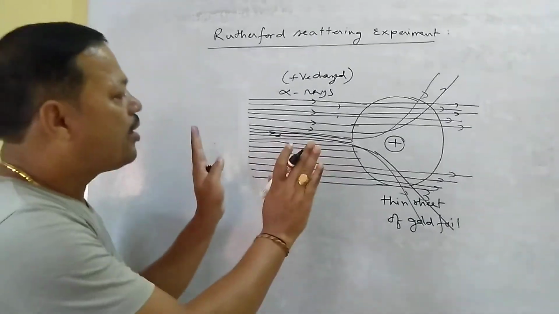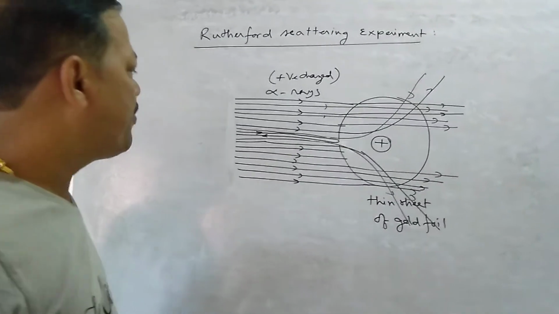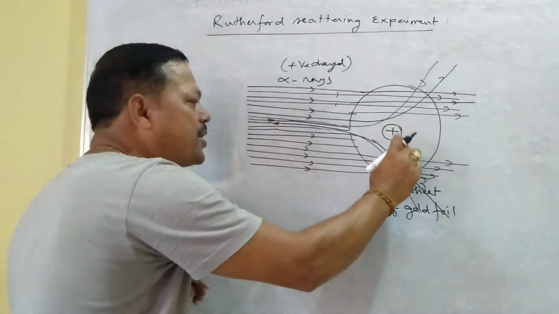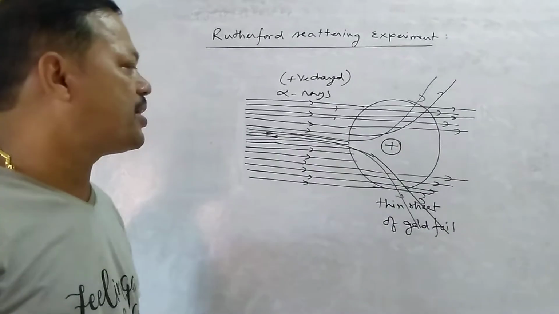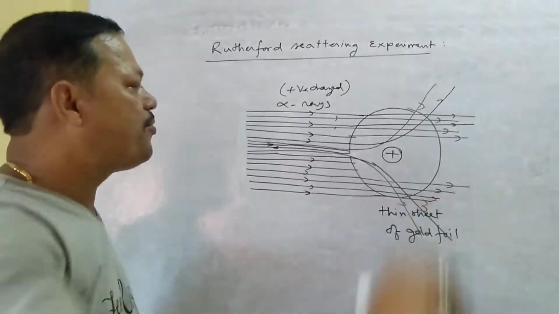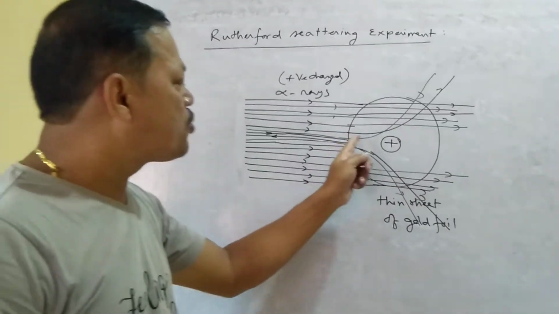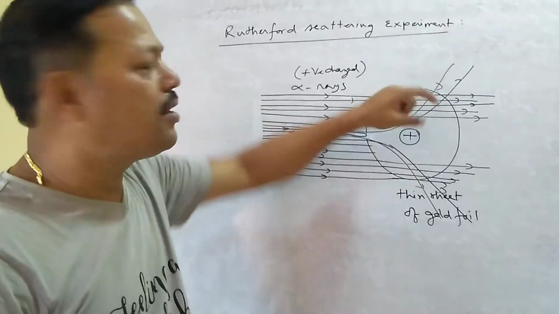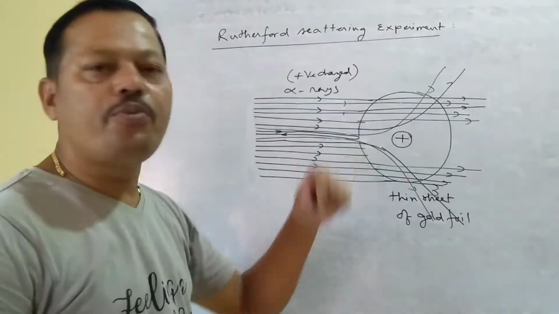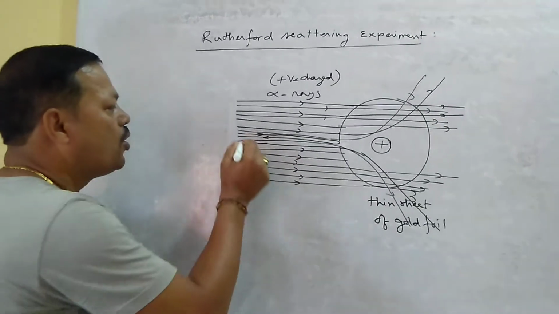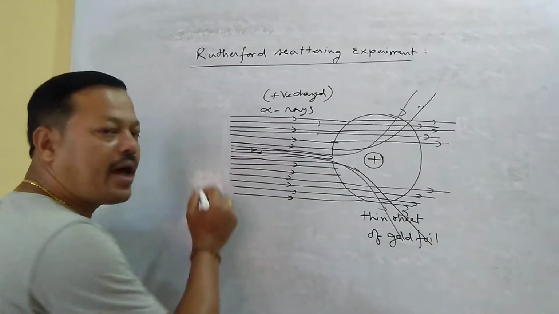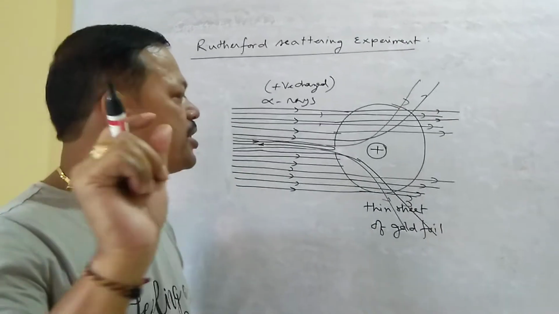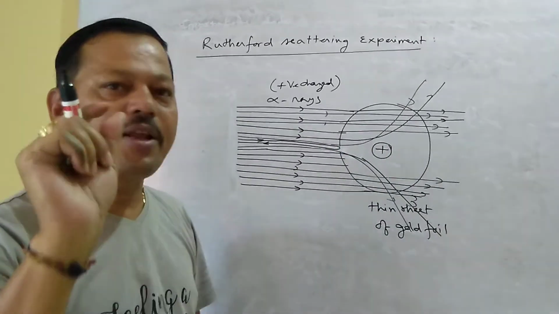So after doing this experiment, Rutherford found that maximum of the rays passed through the gold foil, meaning maximum of the space inside the atom is empty space. That's why maximum rays pass through the foil. Few alpha rays show deflection because some charged particle is present at the middle position of the atom, and a few alpha particles come back. That means the charge present at the center is very, very small.